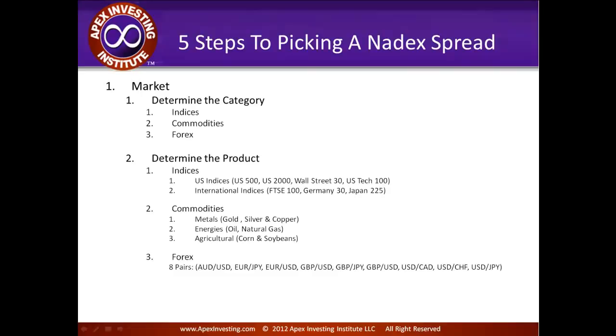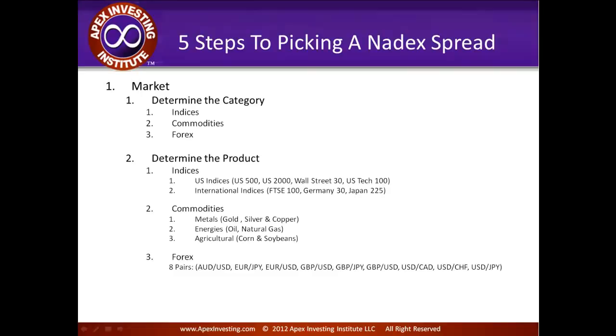On the US indices, you can trade the US 500, US 2000, Wall Street 30, or US Tech 100. These markets mirror the S&P 500 E-mini futures, the Russell 2000 futures, the Wall Street 30 E-minis, and the Nasdaq 100 E-mini futures. On the international indices, you have the FTSE 100, the Germany 30, and the Japan 225. The Germany 30 is the DAX, and the Japan 225 is mirroring the Nikkei.